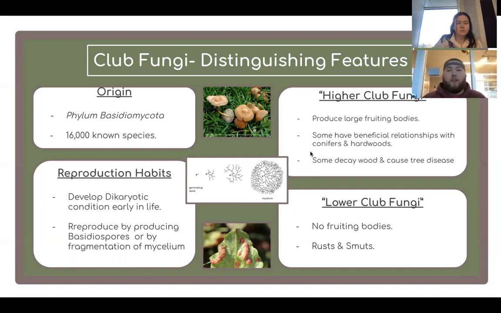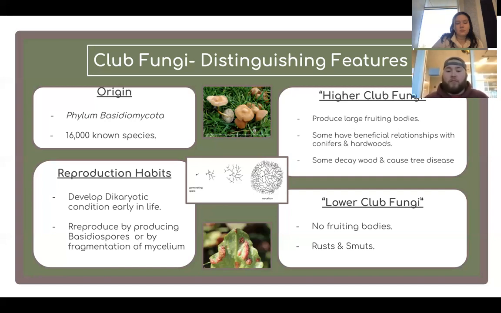Club fungi can reproduce by producing asexual spores called basidiospores, or by fragmentation of mycelium, which is when the mycelium breaks off into pieces and grows into a new mycelium. In the picture, you can see a small fragment of mycelium latching onto another, forming a new larger mycelium.